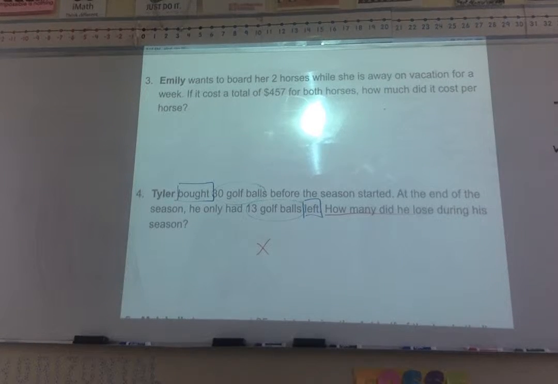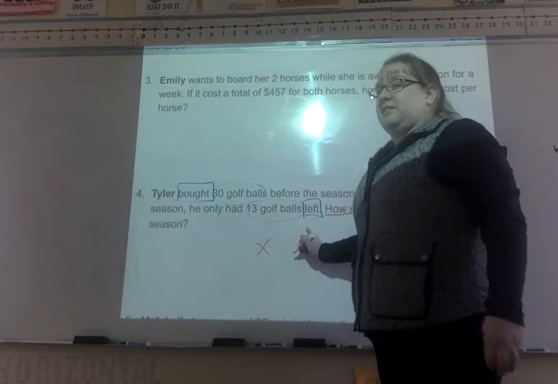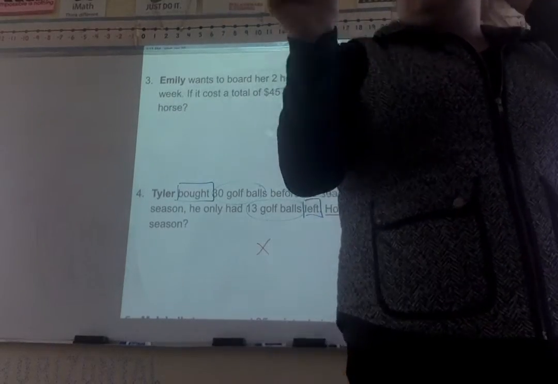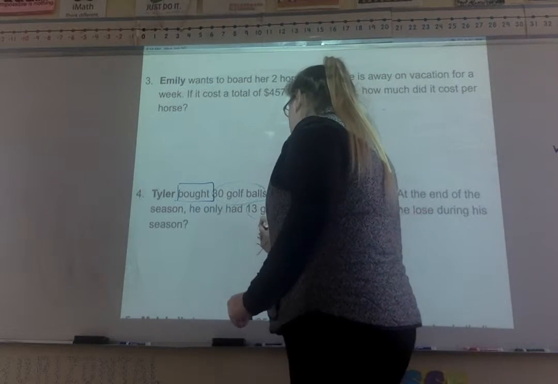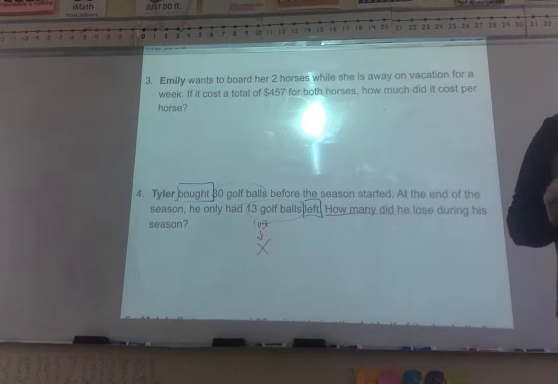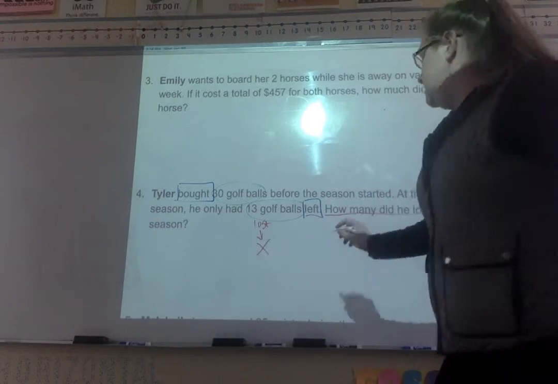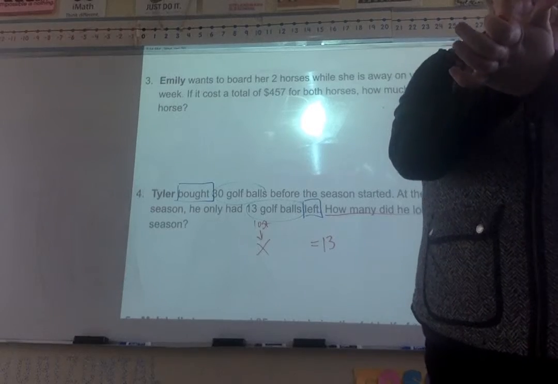He bought. Nope, I know how many he bought. 30. End of the season? We know the total. He's got 13 left. That's at the end of the season. What do we not know? How many he lost, okay? So these ones are the lost ones. All right, what's his total at the end of the season? 13. So something has to equal 13, okay?